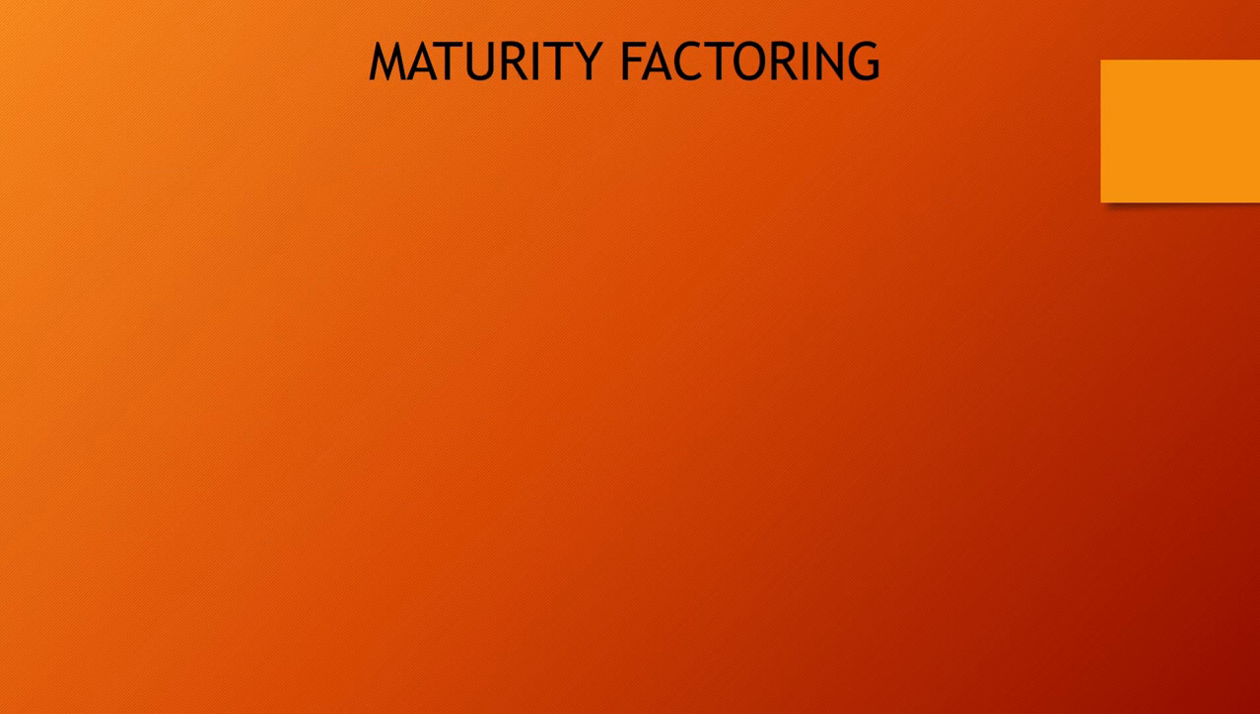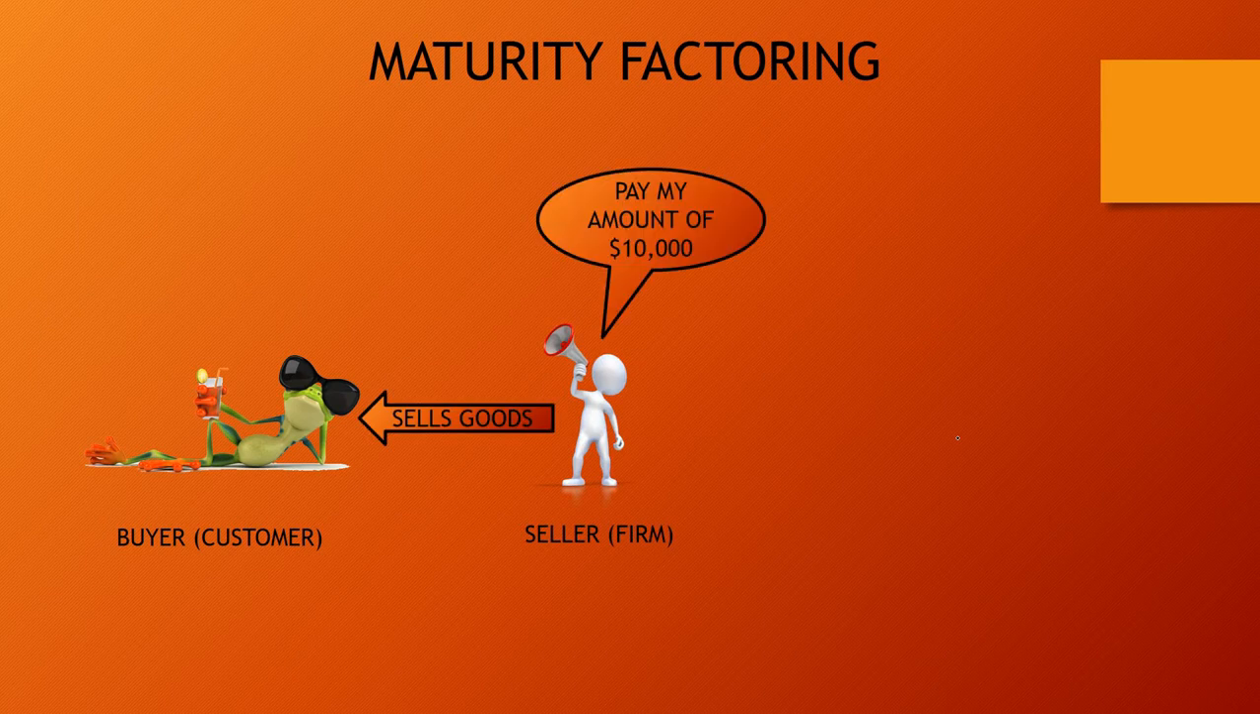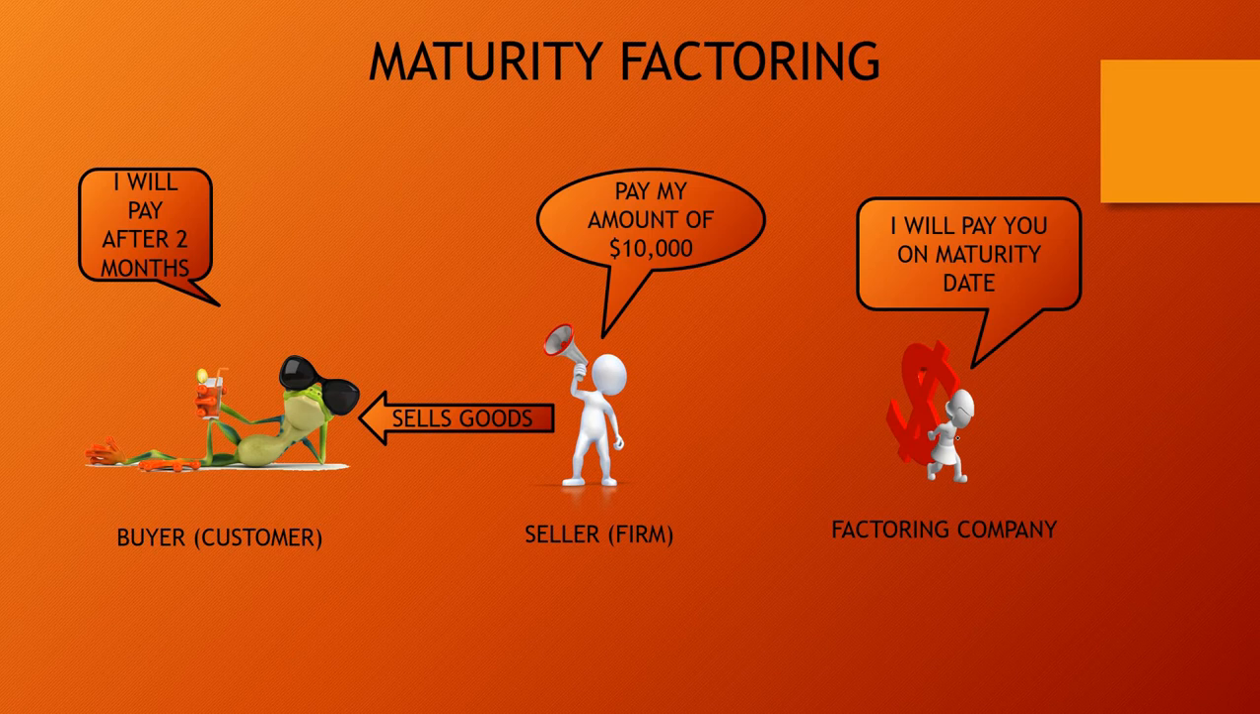Now, maturity factoring. Again, this is your buyer, this is your seller. The seller is selling goods to the buyer and the seller is demanding 10,000. Again, the customer is saying, I want some credit for 2 months. So, the seller agrees. But over here, when the seller approaches the factoring company, the factoring company says that I am not going to give you the advance. I am going to give you the money once this customer pays me back the money.